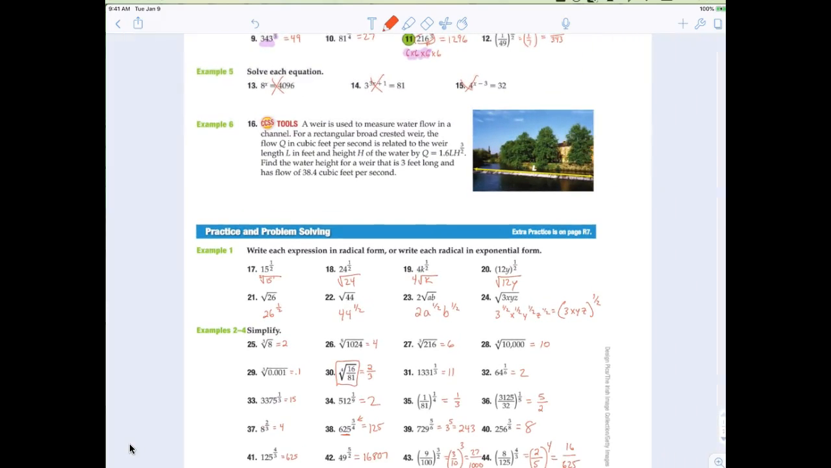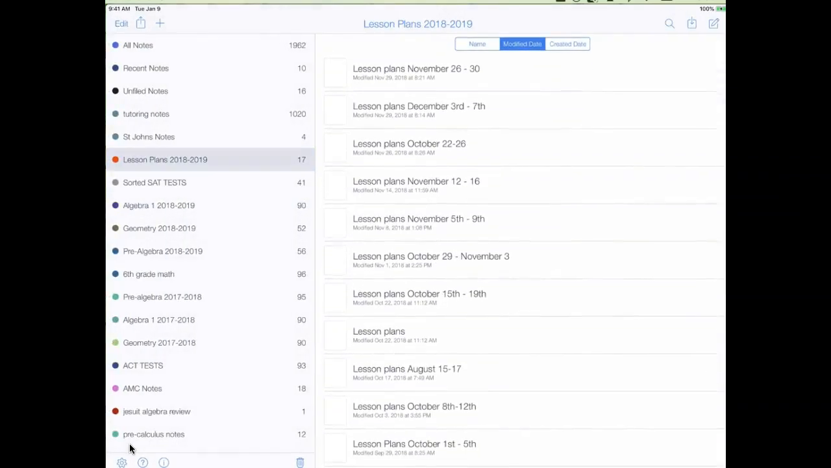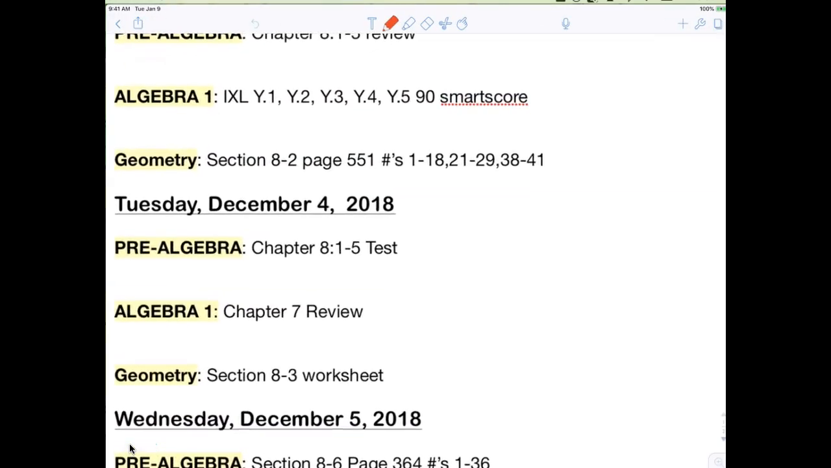All right. Now we're going to pause this. Actually, I'm not. I'll just show you what we're going to be doing for Monday, Tuesday, Wednesday, Thursday. All right, so eyes up, please. I would really think it's almost too much on Monday, but you guys are tough, so you're going to be able to do it. So here we go. Algebra 1 on Monday, we have Y1, Y2, Y3, Y4, Y5, SMART score of 90. All those are the rules.